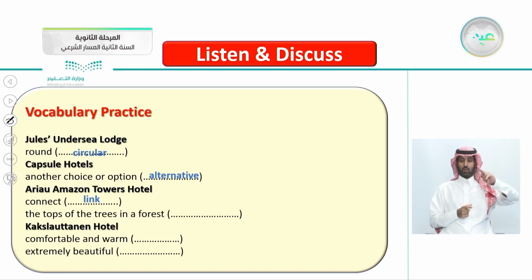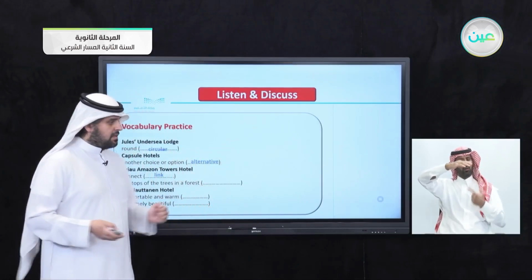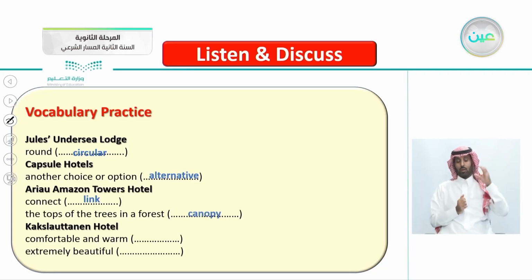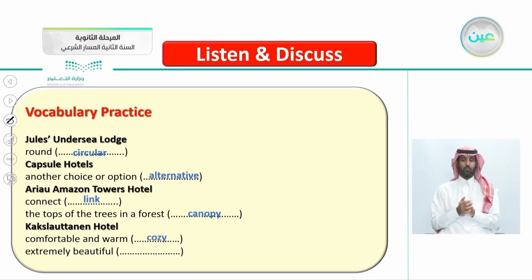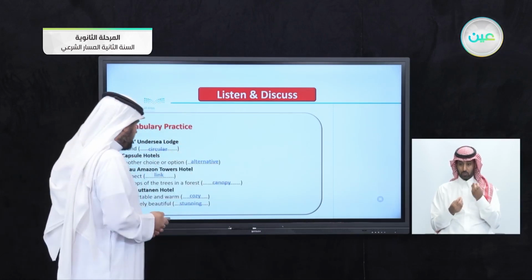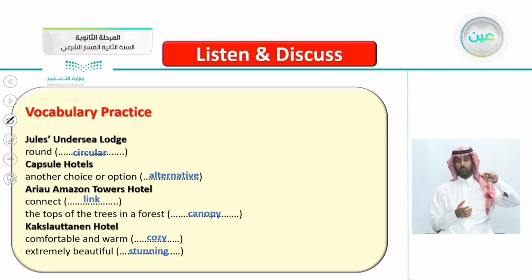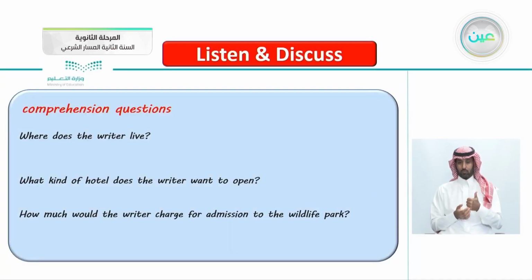And the tops of the trees in a forest, what do we call them? That's correct, the word canopy. In the last article, the Kakslotten Hotel, what is the word that means comfortable and warm? It begins with the letter C. Yes, excellent, it's the word cozy. And extremely beautiful. Yes, that's correct. It's the word stunning. When you describe something as stunning, it means that you admire it and that it's extremely beautiful.